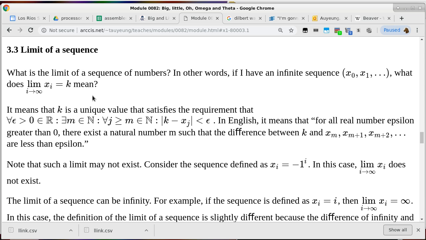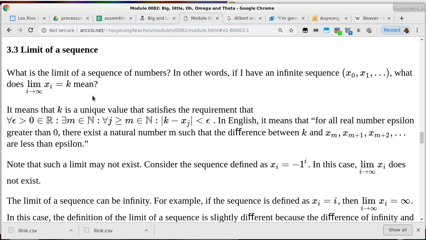So x of 2,000, x of 2001, x of 2002, x of 2003, and all the way to the right-hand side. If you subtract those numbers from k, the absolute value is guaranteed to be less than epsilon. And that's with epsilon being 0.5. Okay, if I make epsilon 0.01, I bet you cannot do that. Not if this is true.